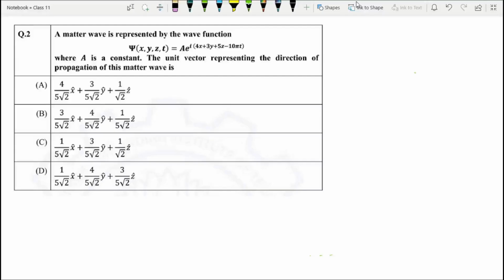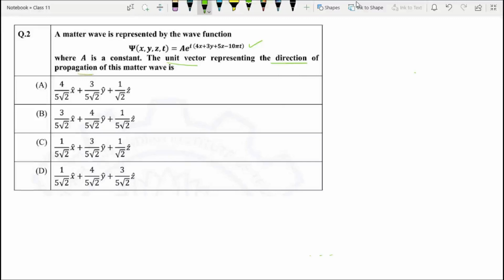psi of x, y, z, t is equal to A e power i(4x + 3y + 5z - 10πt), where A is a constant. The unit vector representing the direction of the propagation of this matter wave is... So in this question they have given a wave function and they have asked us to find the unit vector representing the direction of propagation of the wave.